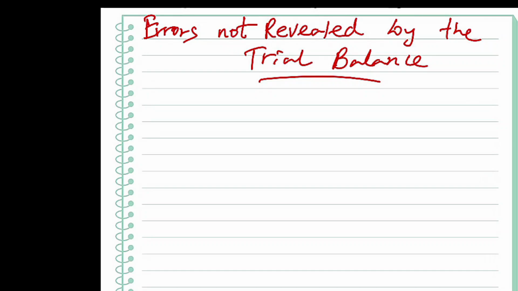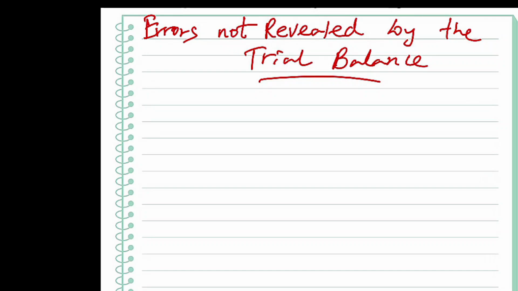The other one is errors of commission. Errors of commission in the sense that we have recorded in the wrong ledger accounts. We have paid wages, but we have recorded it in rent. Do you think the trial balance still balances? Yes, because as long as there is one debit entry and a corresponding credit entry, the trial balance will balance. Next one is an incorrect amount recorded on both the entries, still it will balance.